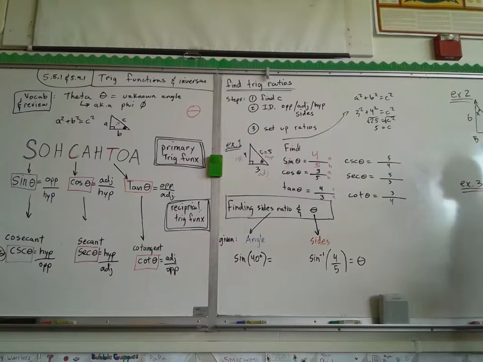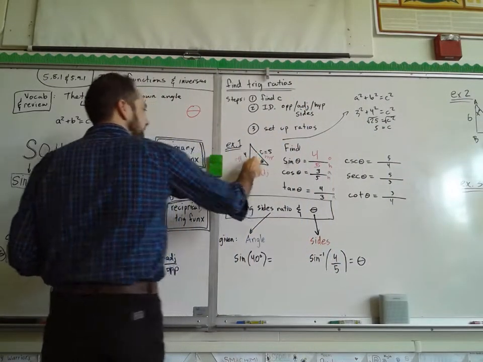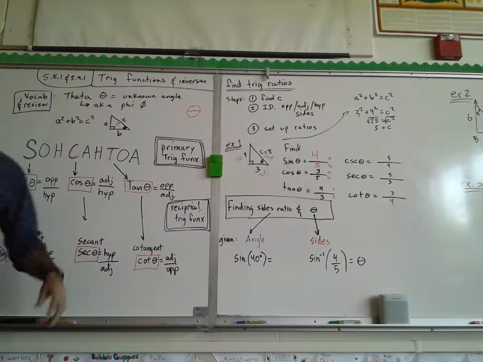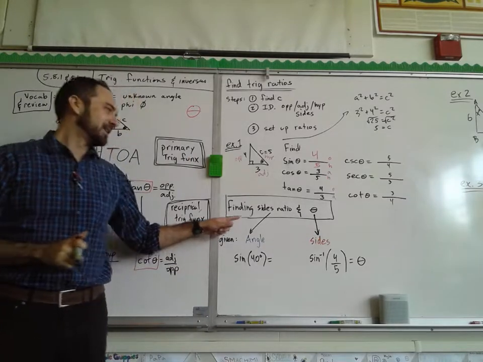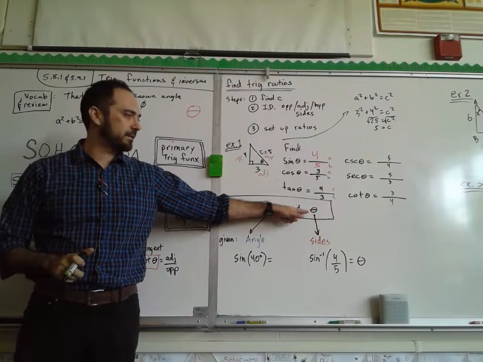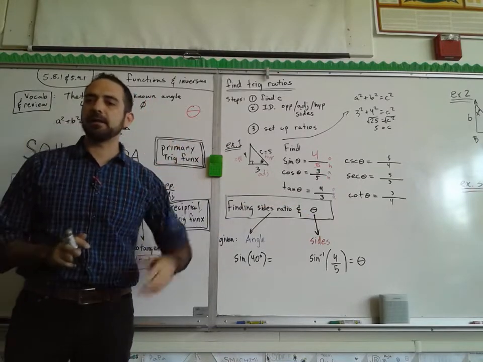Now, first we want to set up our ratios based on the triangle. Next, we have to do the step of either finding the side's ratio or theta, and this is going to be using our calculator. So I want everybody to get out the calculator that you're using.